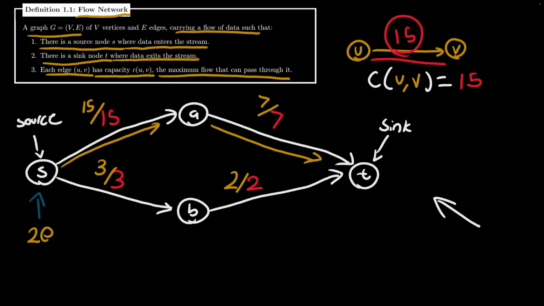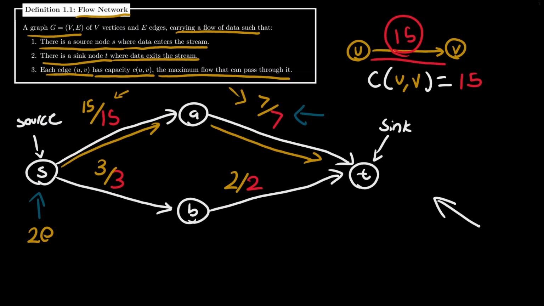And data isn't created or destroyed, so if we pump in 15, we can't lose data, we can't lose water. That means that we have a bottleneck here, so 7 will be our bottleneck. So here we have a bottleneck of 7.